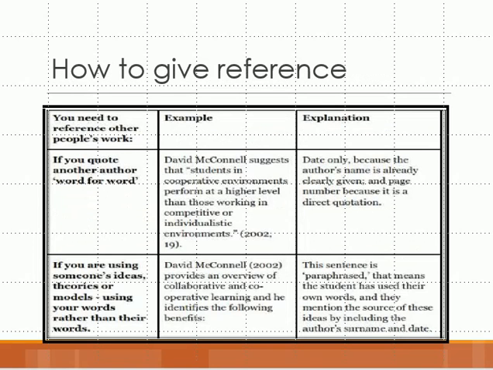So how to give references? There are two different ways that you need to reference other people's work. If you quote another author word for word, then you can do it like this. In this example you have quoted the author. First you have to write the name of the author: David McConnell suggests that students in cooperative environments. Then you have to write the year, with a comma, and then the page number. Date, because the author's name is already clearly given, and page number because it is a direct quotation. And if it is an indirect quotation, then you can just write the year. In the case of indirect quotation, you have to paraphrase it. It means that you have used your own words.